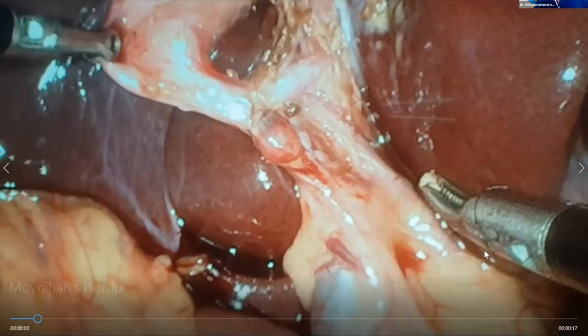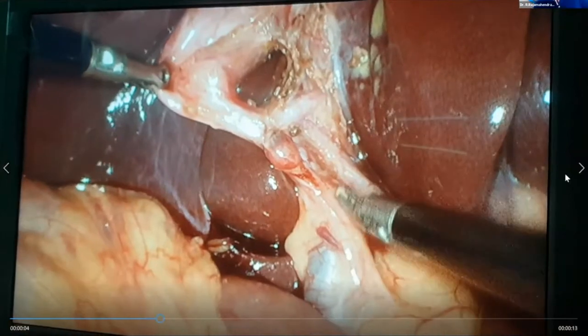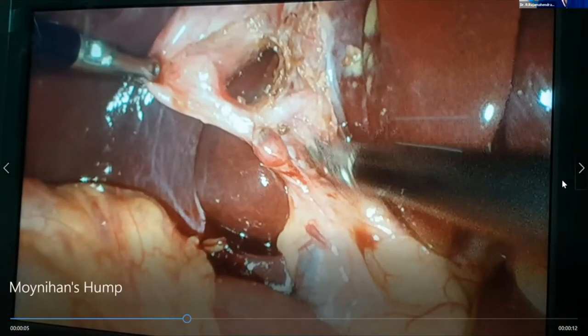Patient had a Moynihan's hump during surgery. So this is my case. I'm operating this case. You can see I'm showing you an interesting sign here. What sign are you seeing in this video? You are seeing a picture like this. This looks like an elephant head.